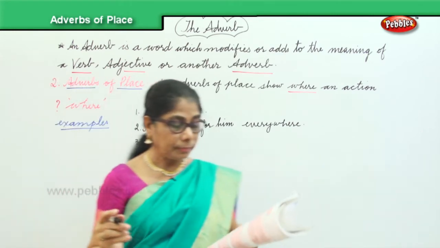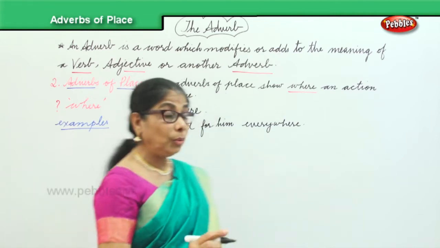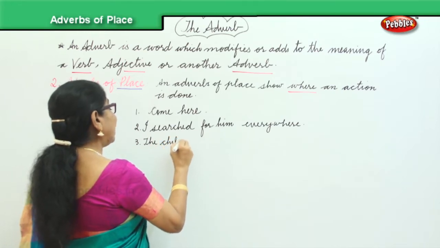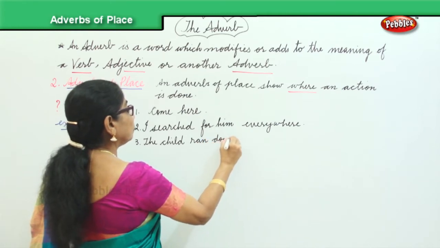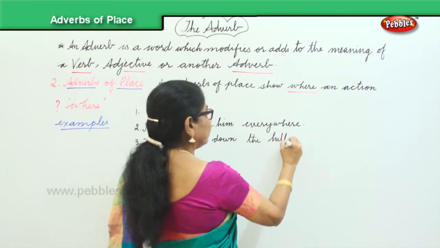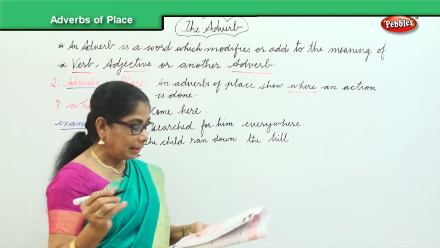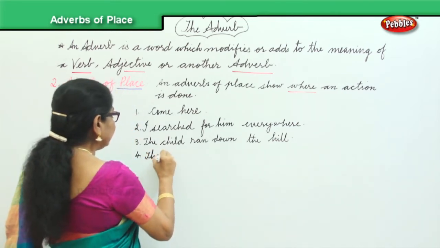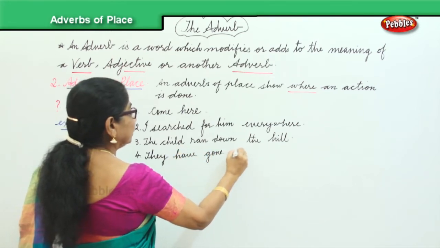Third: The child ran down the hill. Fourth: They have gone away.